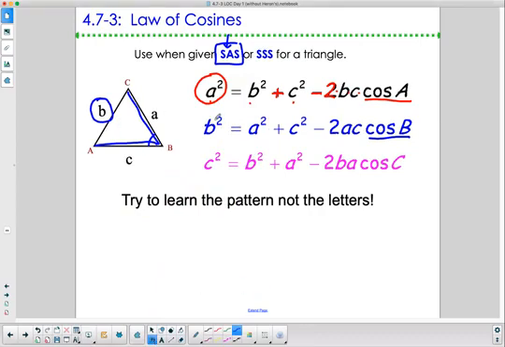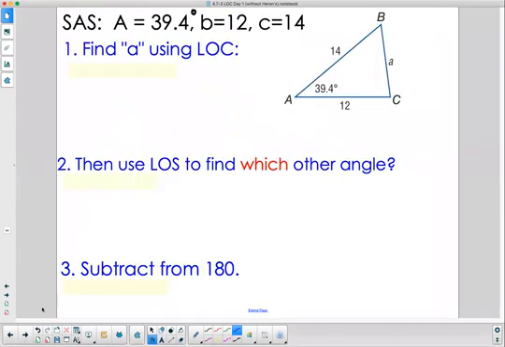Okay. B squared equals square this side, A squared, plus square this side. So you square the other two sides, add them, then you subtract 2 times this side times this side times the cosine. It's the law of cosines. You're using the cosine of the angle in between them, okay? You've got to try and learn those patterns. Don't use the letters. Right, let's move on and try an example here.